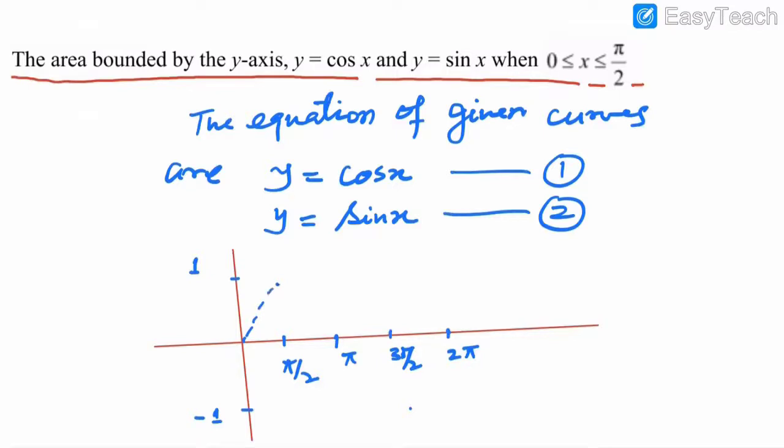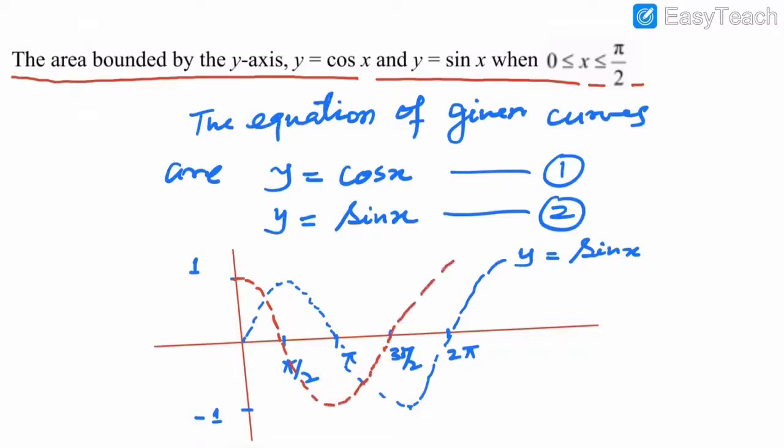First we draw the sine function. The highest value of this is at pi by 2, the sine is 0 at pi, the lowest value is at 3 pi by 2, and it's again 0 at 2 pi. So this is the graph of sin x. The cos 0 is 1, so it starts from 1, and cos pi by 2 is 0, and cos pi is minus 1, and cos 3 pi by 2 is again 0.